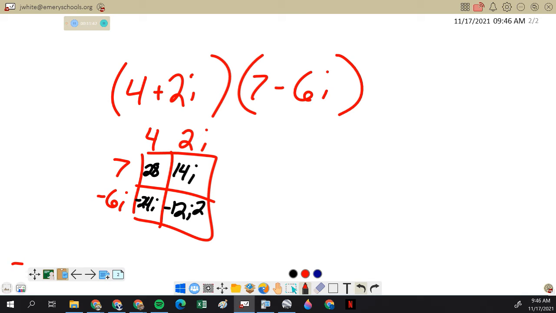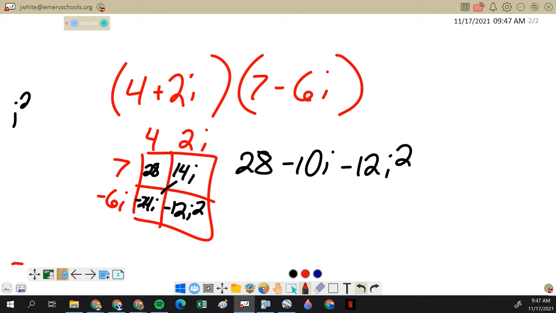Now here's where you've got to be careful. Do we have any like terms? These go together. So I have 28, and then 14 minus 24 is negative 10i. And then I have negative 12i squared. But a minute ago, I told you what i squared was. i squared is the square root of negative 1 squared, which is just negative 1. So anytime you have an i squared, you replace it with negative 1.